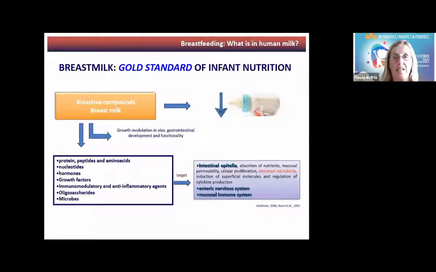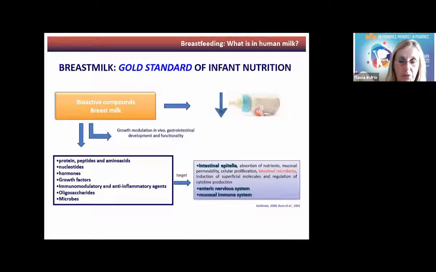No doubt, breast milk. Breast milk is the gold standard of infant nutrition. These are all the benefits you can see here about breast milk. You are very well familiar. Breast milk contains bioactive compounds, intestinal epithelial cells, enteric nervous system, mucosal immune cells, stem cells, and microbes that help to prevent dysbiosis.